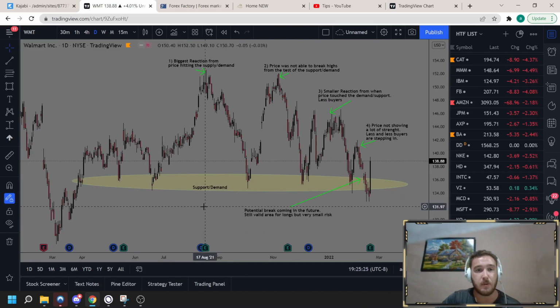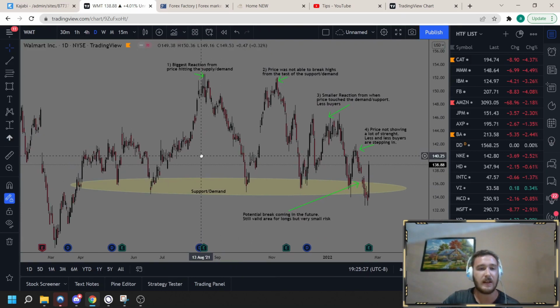This is something I posted on my Trading View and my Twitter, and I think I made a video about this, but this is an obvious area of demand that should be on everyone's chart on Walmart, right? It's been holding once, twice, three times, four times, five times.